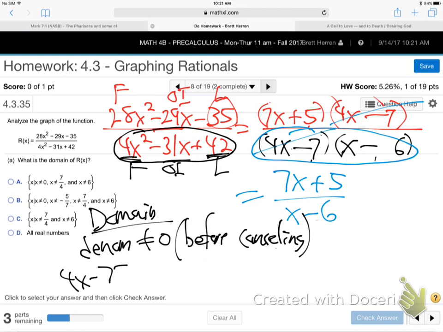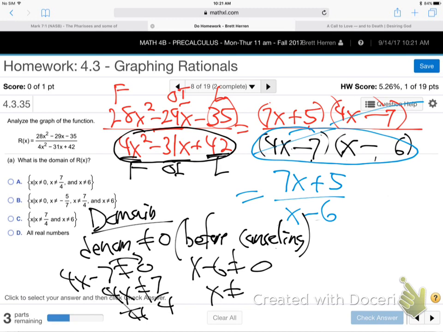So you take the 4x minus 7 equals 0, even though it's going to cancel out in a minute, and the x minus 6, and then you just solve them both. They're both part of the story. 4x is 7, so x can't equal 7/4, and can't equal 6. So x cannot equal 6 or 7/4. There it is, option C. Does that make sense?